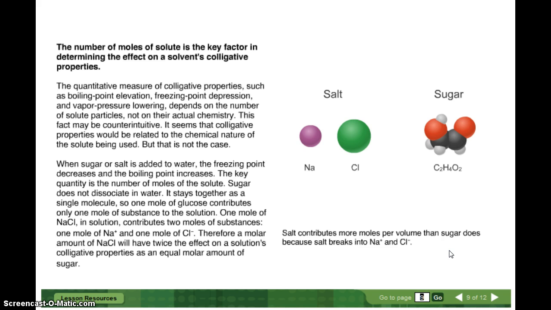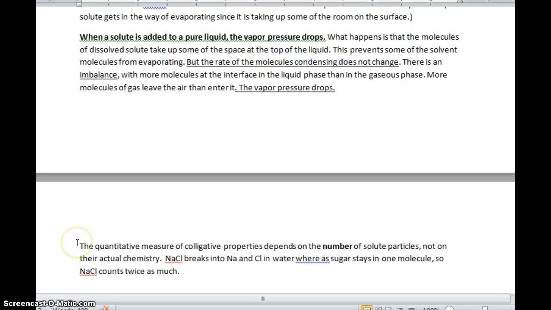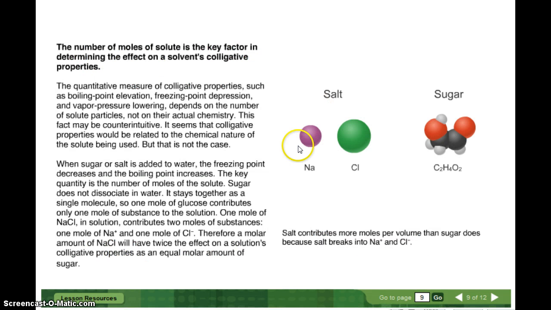Salt contributes more moles per volume than sugar does because salt breaks into sodium ions and chlorine ions. So if you notice, it's Na plus and Cl minus. So I wrote the quantitative measure of colligative properties depends on the number of solute particles, not on their actual chemistry. NaCl breaks into Na and Cl in water, whereas sugar stays in one molecule, so NaCl counts twice as much. So again, you have 2 pieces getting in the way instead of 1 piece getting in the way.